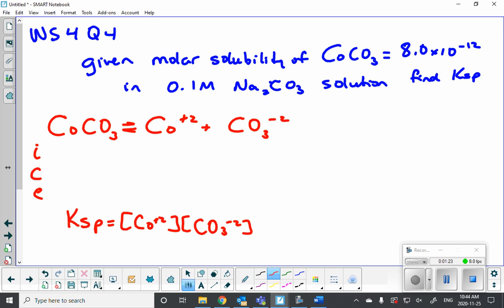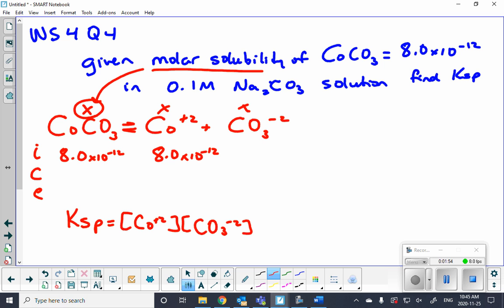They never told me the value of the Ksp, but they did give me the value of the molar solubility. Molar solubility is x. I can see that this is an x to x to x ratio, and I know specifically this x value is 8.0 times 10 to the minus 12. That's how much broke down. That means this value is 8.0 times 10 to the minus 12, and this value is 8.0 times 10 to the minus 12 from the cobalt carbonate.